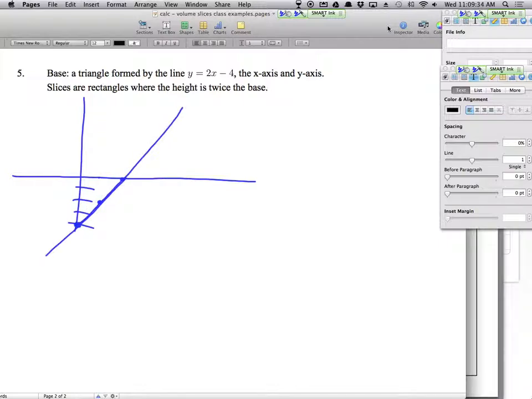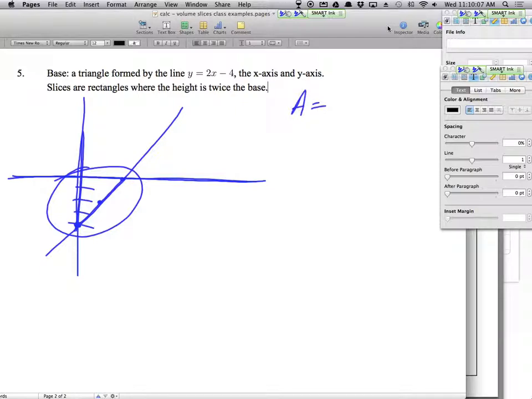What's a right triangle? We have the x-axis we're bounded by, and we have the y-axis that we're bounded by. So we are interested in that triangle right there. That's the base. Okay. Now let's talk about our slices. Our slices are rectangles where the height is twice the base. So what do I need to know about rectangles? The area.